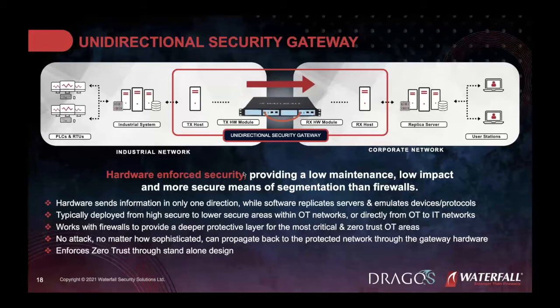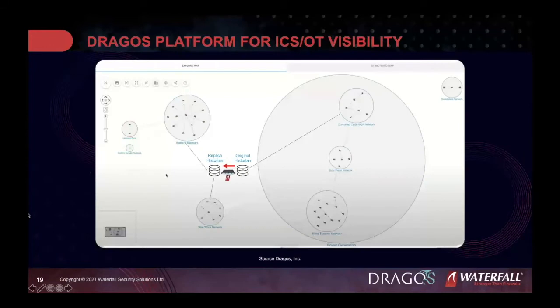Next slide, please, Jacob. So going back to the original OT map that Jacob pulled up initially, now we're showing, after we explained how our technology works, how we've addressed this historian and utilized our solution to segment it to a zero trust level. So before, you had the connection going right into the production network. And then you also had the connections to the battery network and the site network, which were obviously clear attack vectors through the historian into the production network.